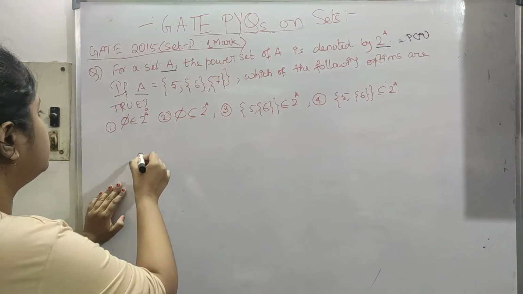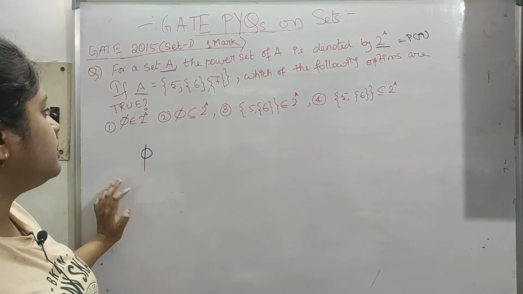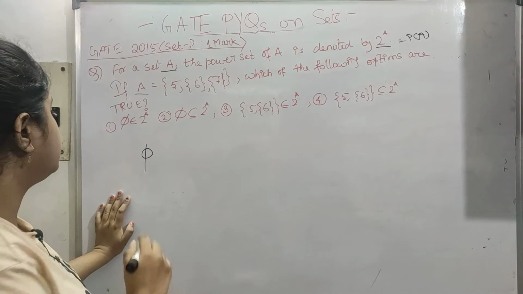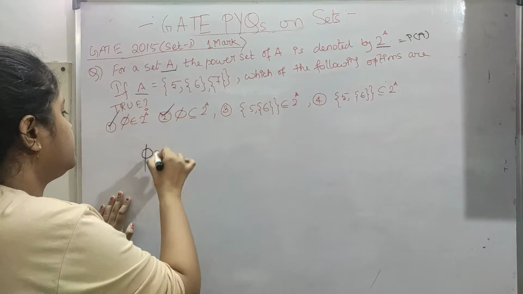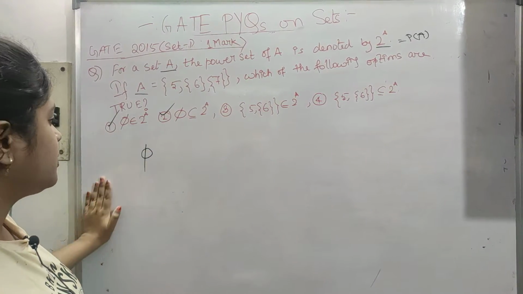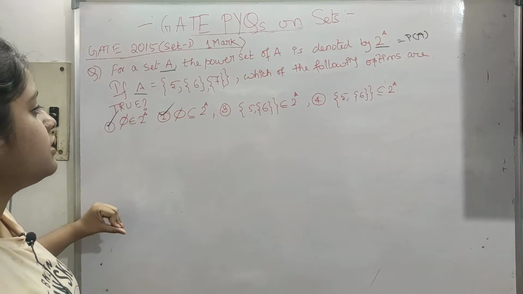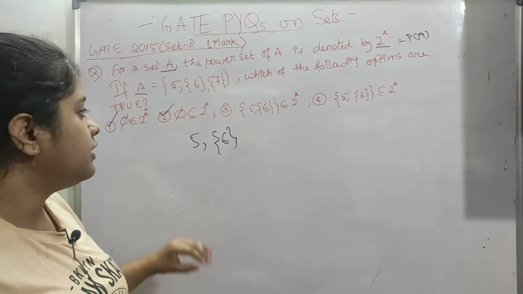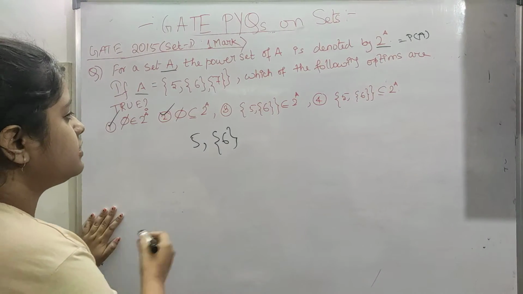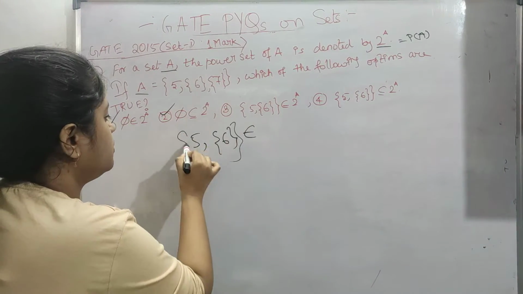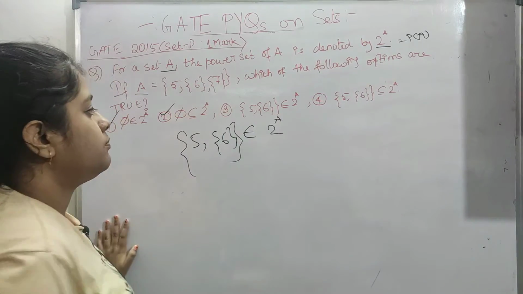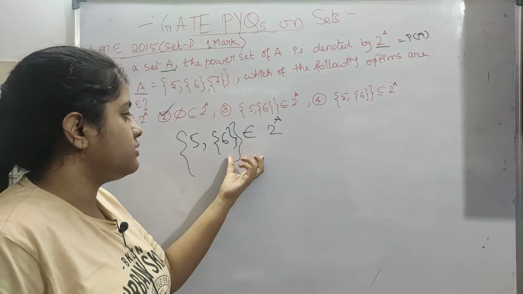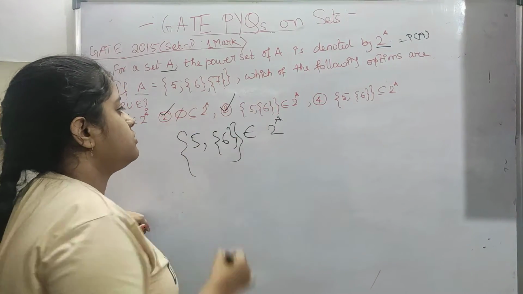Okay, so phi will always be present in any power set and is a subset of whatever set, so these two are always true, because phi is just a trivial thing. Okay, so next is 6. So 5 is an element, and 6, the singleton set, is an element. So this can belong to our power set. This is just belongs to, but this is not a subset. So this is true.